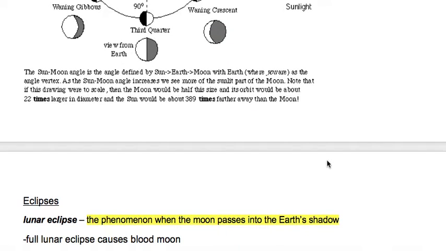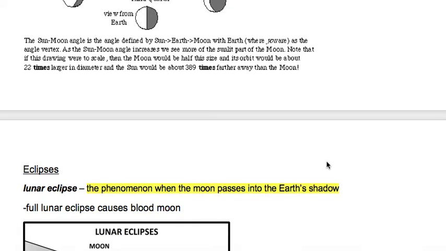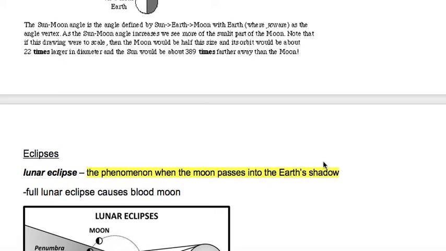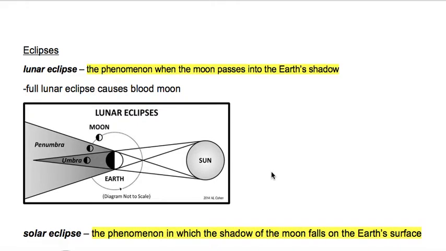Some phenomena that happen because of the moon are called eclipses. The lunar eclipse is the phenomenon where the moon passes in the Earth's shadow. And a full lunar eclipse causes what's called the blood moon. So here's a picture of a full lunar eclipse. So we see that the Earth is in front of the moon, which makes it impossible for us to see it. So it just darkens the moon.